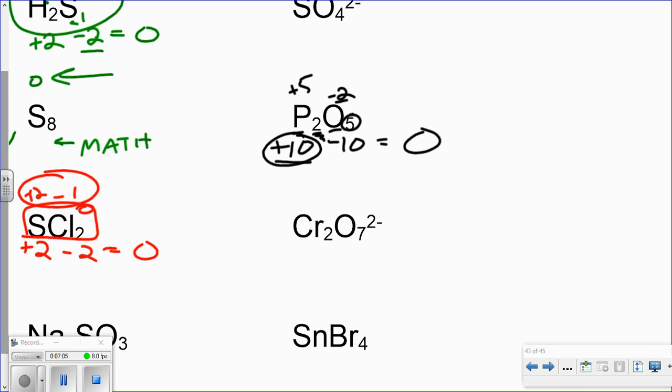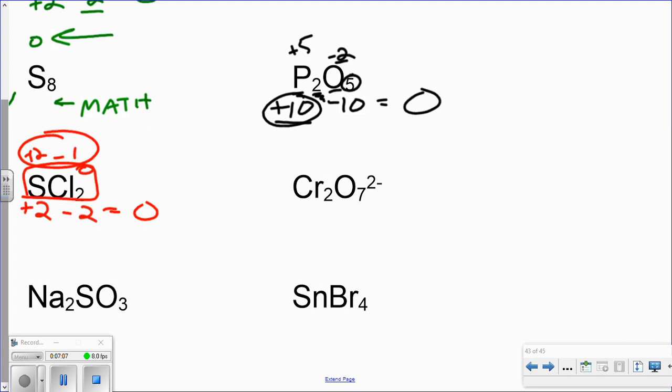Another example. Let's jump down here to SnBr4. Actually, let's do this one right here, Na2SO3. Okay. So I don't have a rule for any of these except for oxygen, specifically a rule for oxygen. So let's go with that. It's -2. Okay, so that's -6 for the total. The whole thing is no charge, so it's equal to 0.